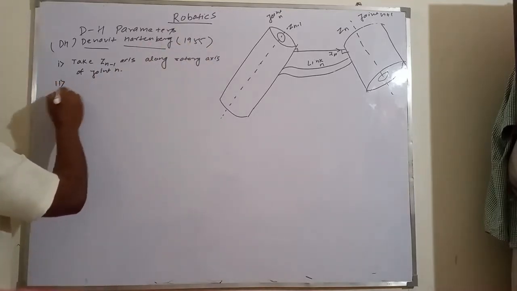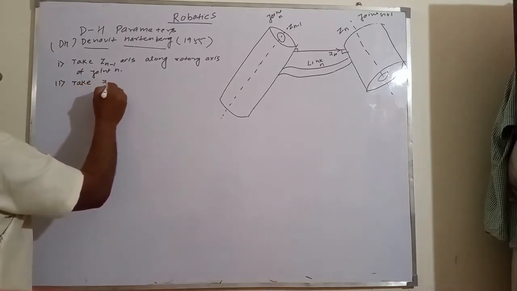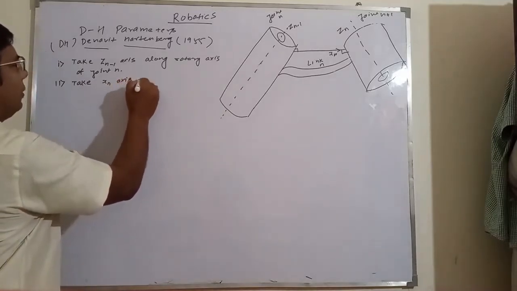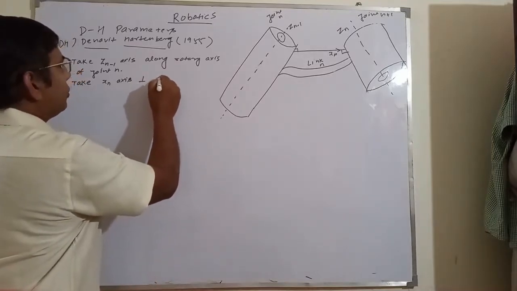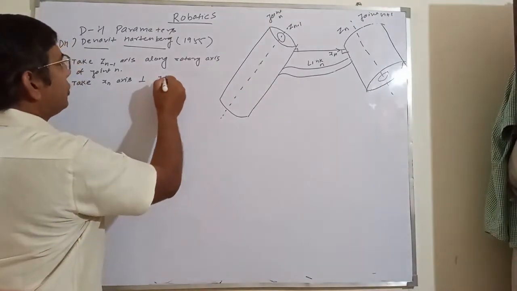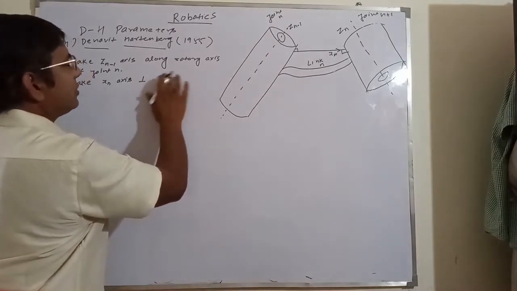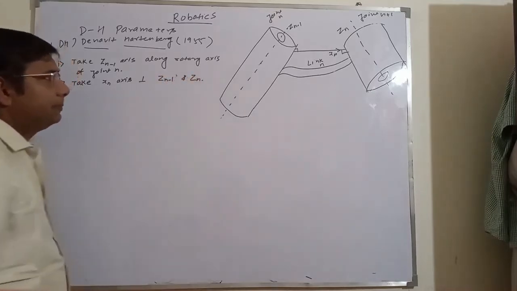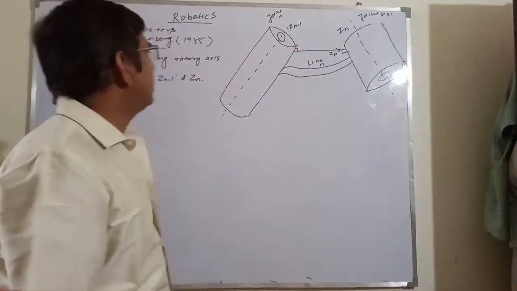Second one is take the xn axis perpendicular to this joint, perpendicular to Zn-1 and z. So here we can see this xn is perpendicular to this one and this one also.